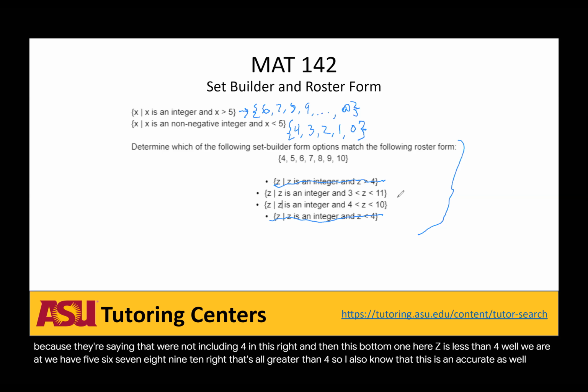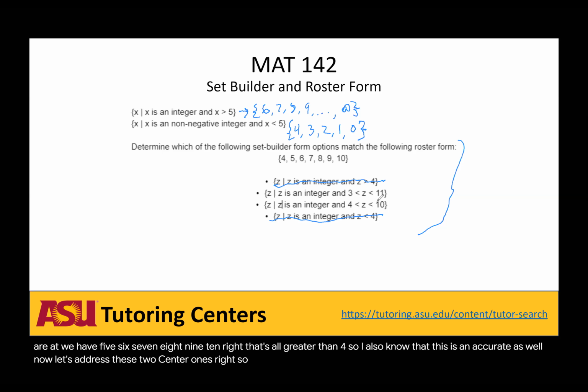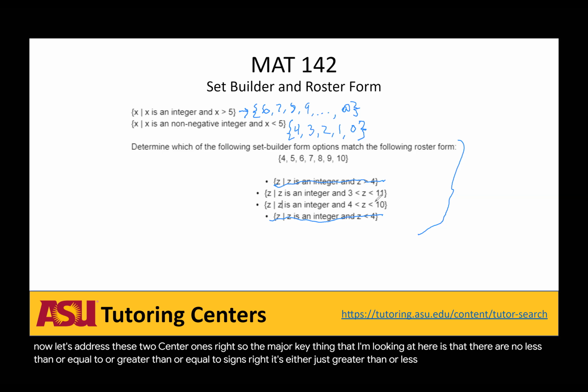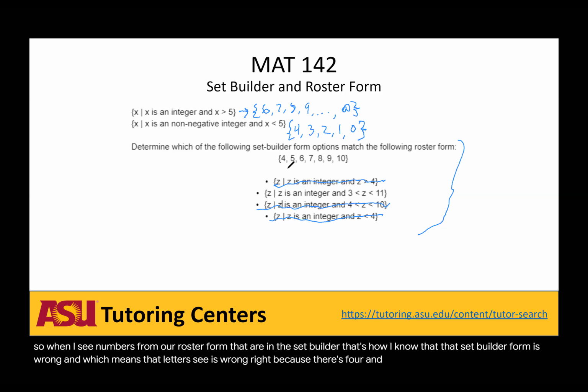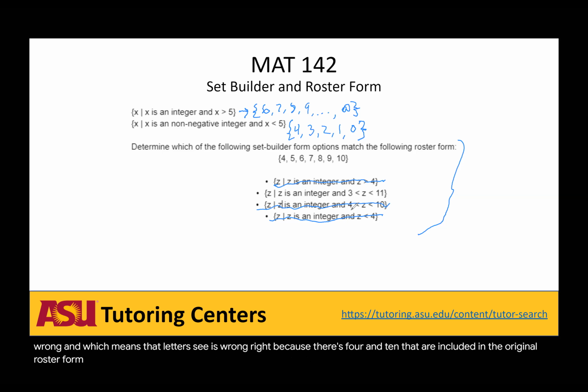Now, let's address these two center ones, right? The major key thing that I'm looking at here is that there are no less than or equal to or greater than or equal to signs, right? It's either just greater than or less than, so no inclusion at all. So when I see numbers from our roster form that are in the set builder, that's how I know that that set builder form is wrong, which means that letter C is wrong, right? Because there's 4 and 10 that are included in the original roster form, and what the set builder is saying is to not include those, right?